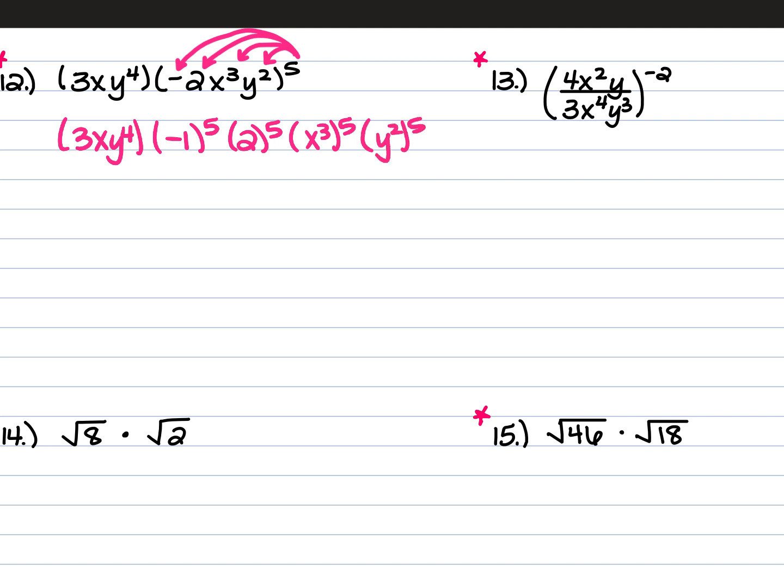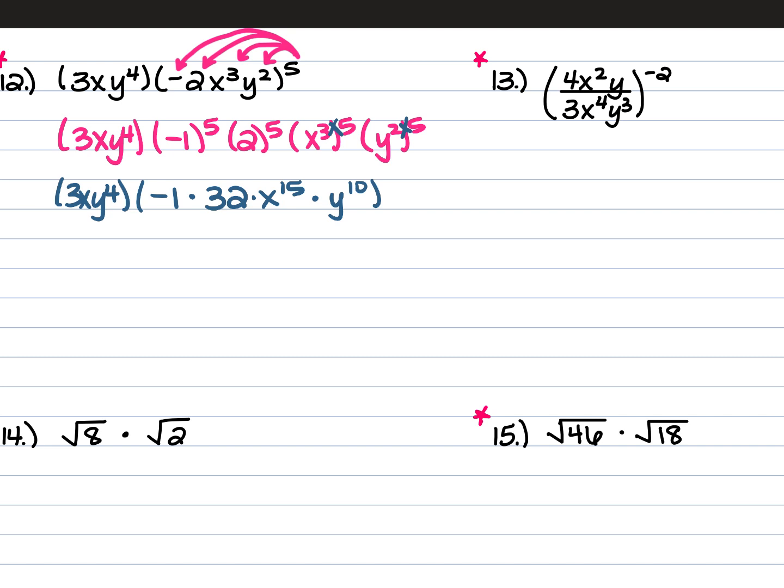When you have a power raised to a power, what do you do with them? Multiply them. So this becomes 3xy to the 4th power times negative 1 times 2 to the 5th power is 32. X to the 3rd power raised to the 5th power, multiply those powers, gives you x to the 15th power. Y to the 2nd power raised to the 5th power, multiply those powers, that's y to the 10th power. So now bring this all back together.